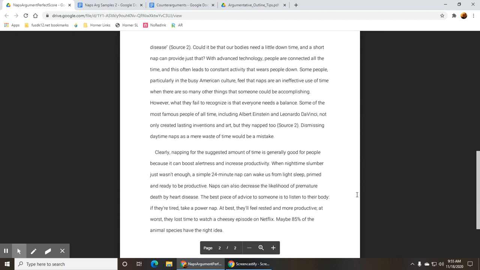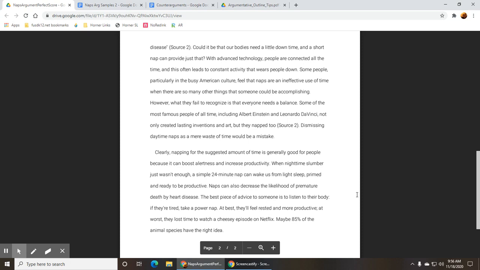With advanced technology, people are connected all the time, and this often leads to constant activity that wears people down. Some people, particularly in the busy American culture, feel that naps are an ineffective use of time, when there are so many other things that someone could be accomplishing. However, what they fail to recognize is that everyone needs a balance.